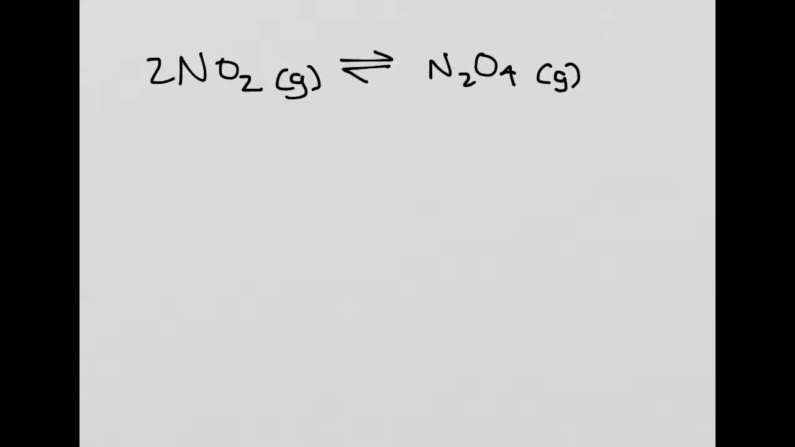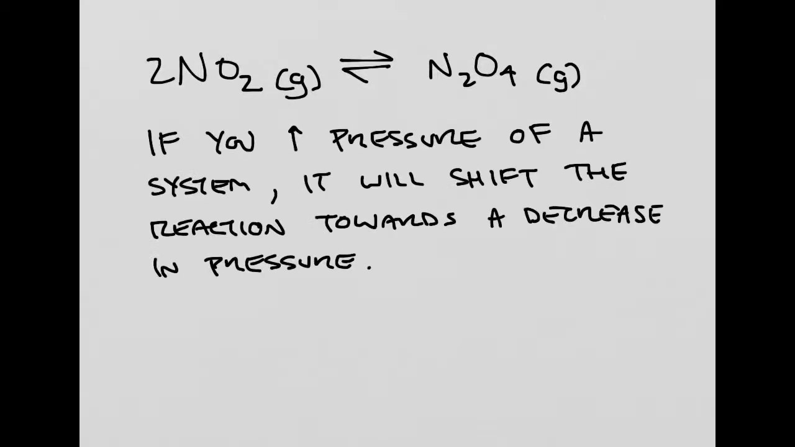And if we have a situation where we want to look at pressure, we should know that there's a nice little rule of thumb to use here. Here it is. If you increase the pressure of a system, it will shift the reaction towards a decrease in pressure. That may seem a little bit baffling, but imagine that you had this reaction in a closed container, so it had a fixed volume, and we just had a combination of NO2 and N2O4 in a fixed container.